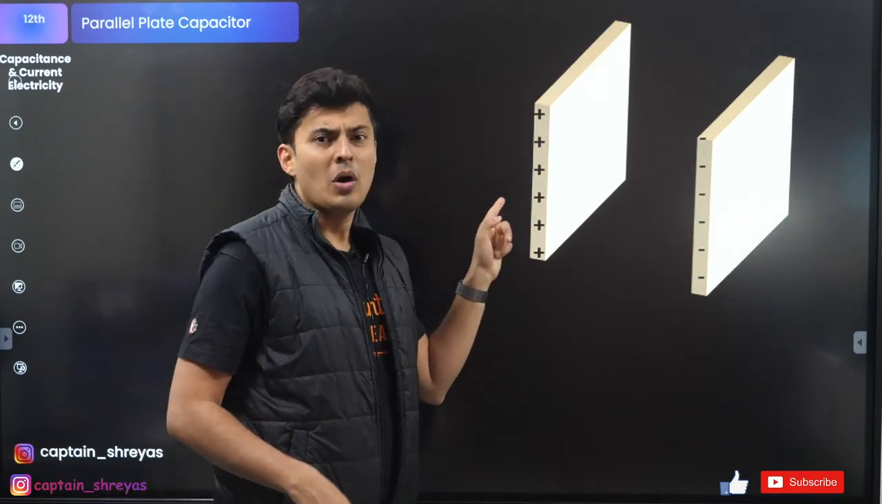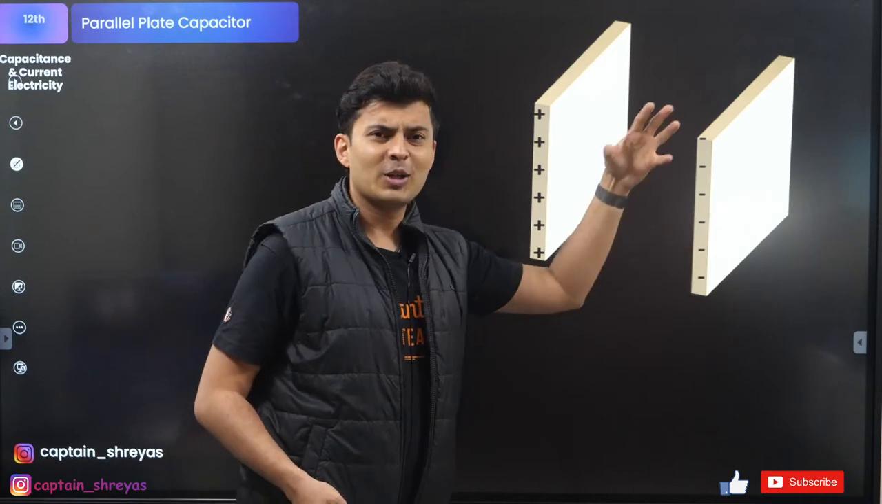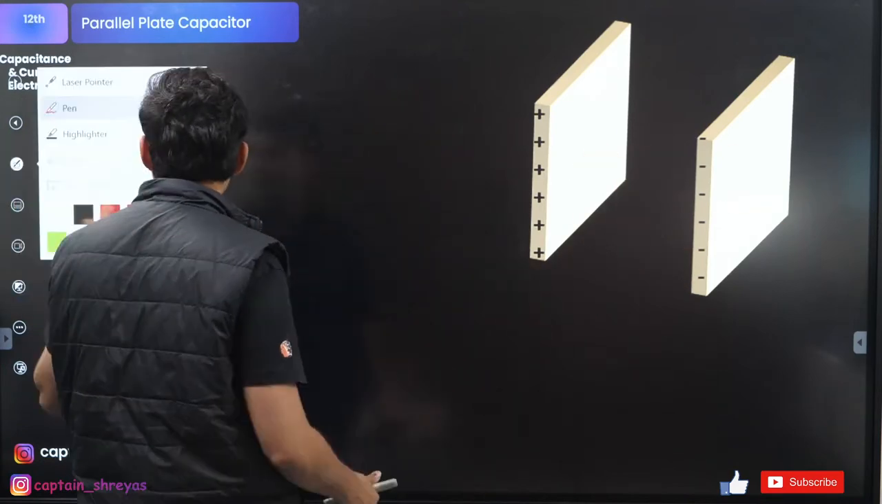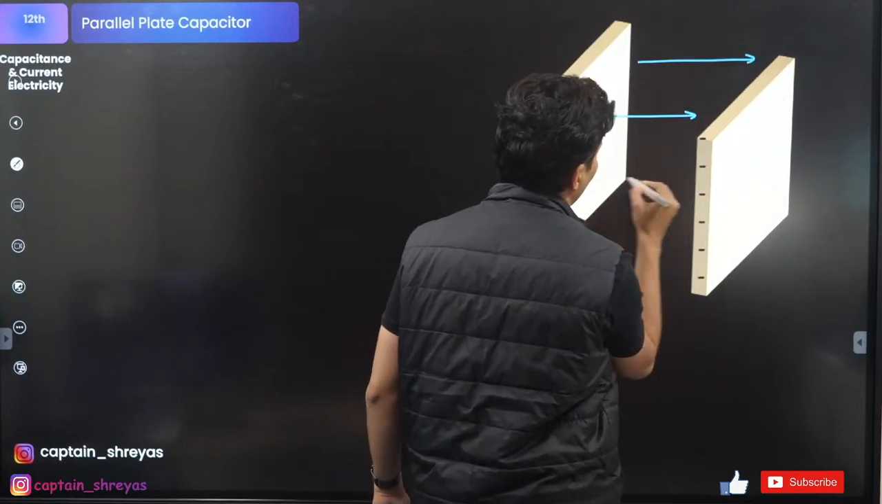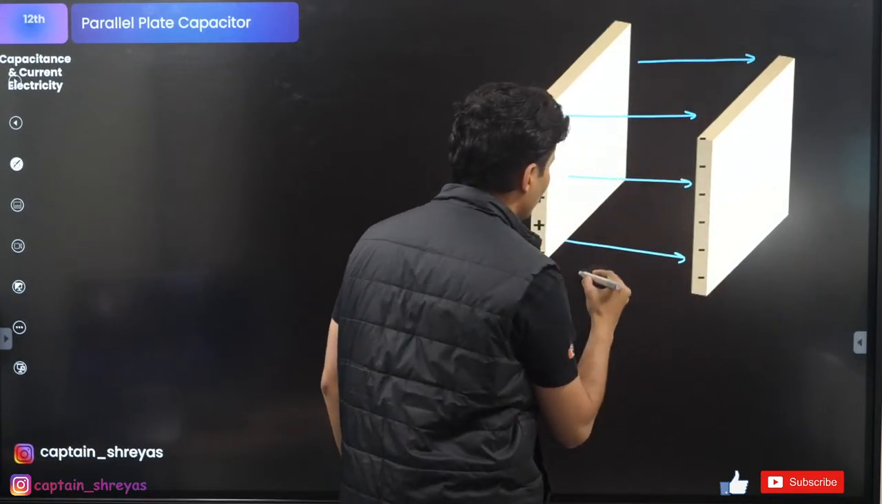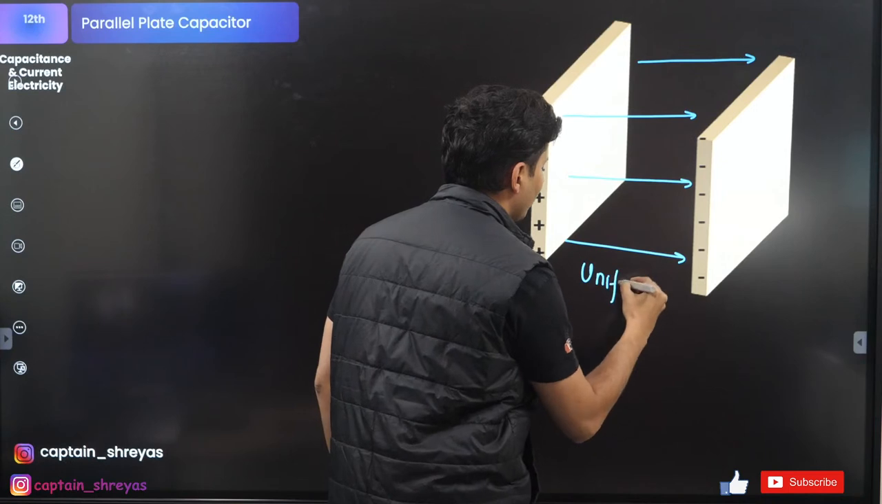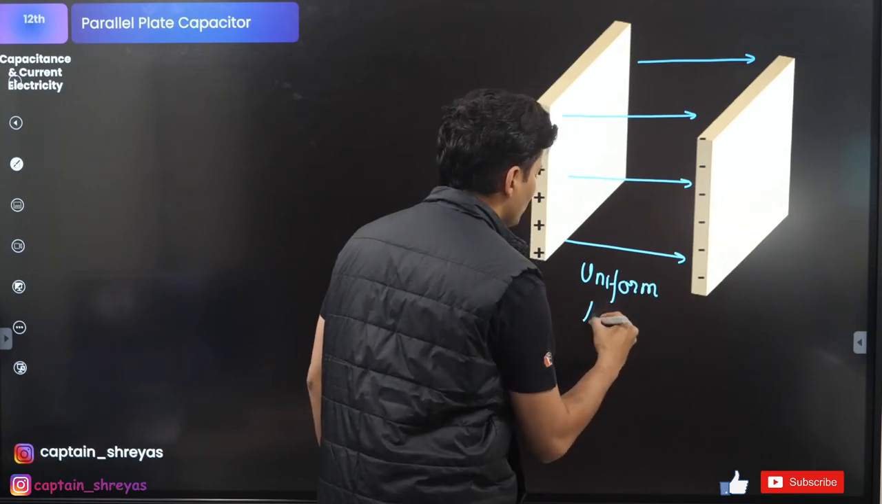This is connected to the positive terminal. This is connected to the negative terminal. You will see that there will be an electric field set up between the plates of the capacitor. There will be a uniform electric field set up.